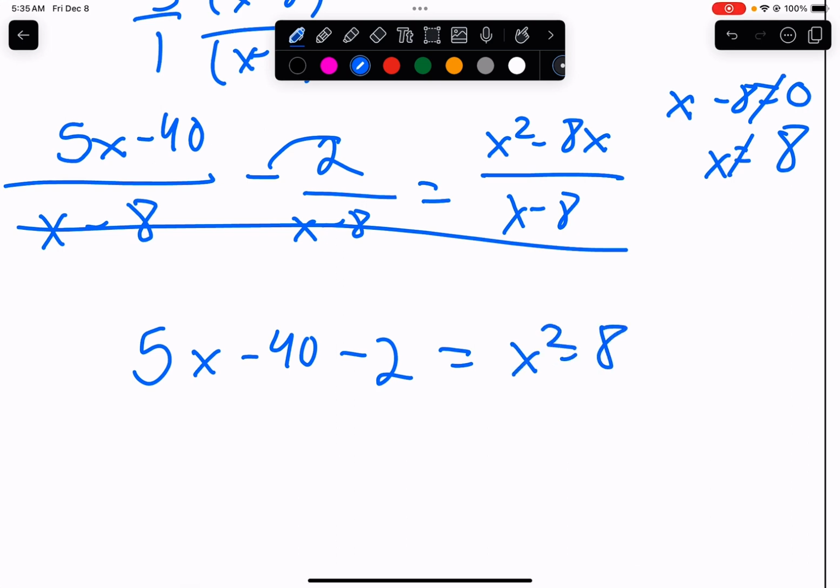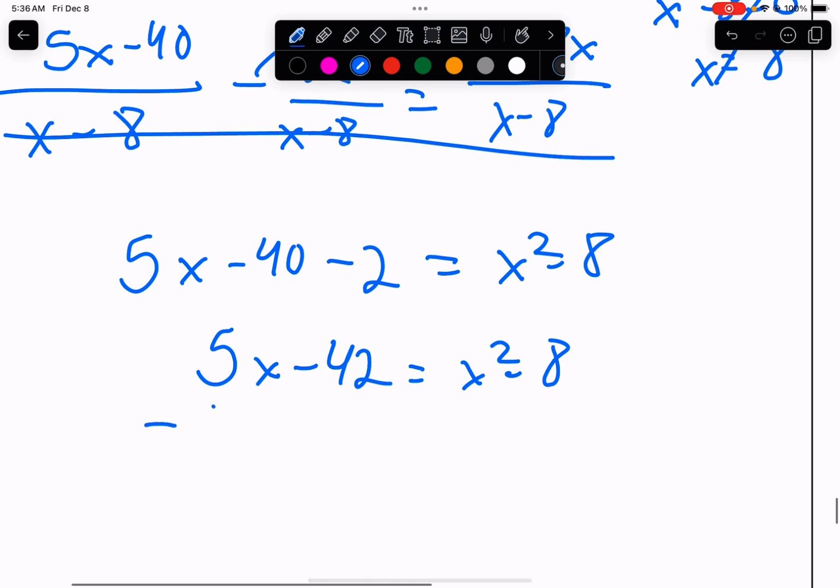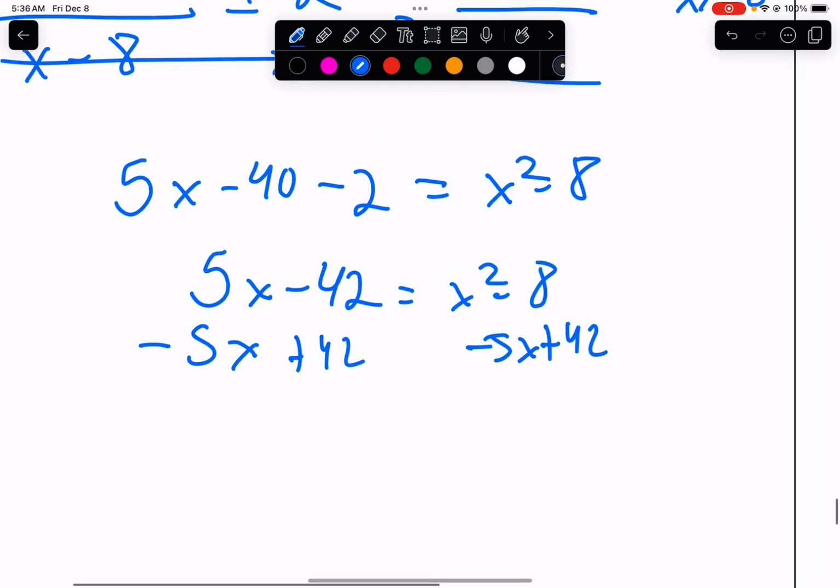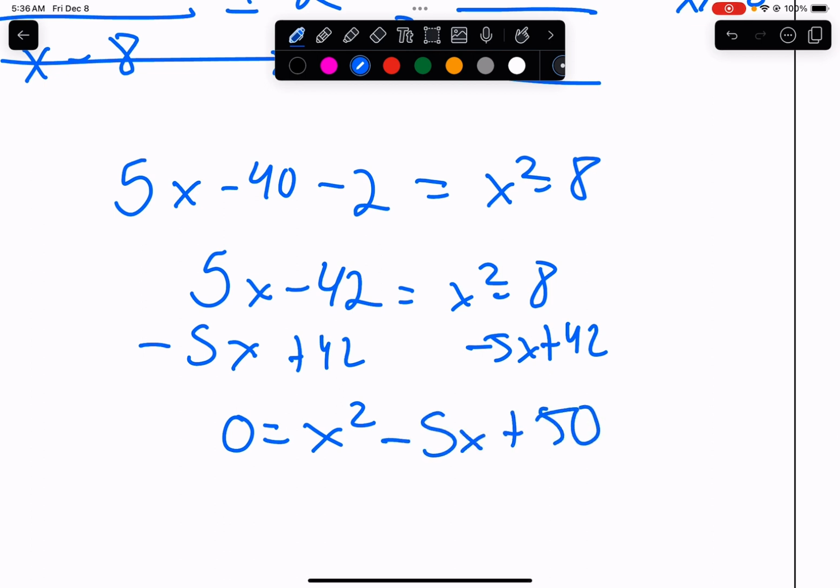Now, if you notice, this guy here is a quadratic. So you have to get everything on the same side, and we're going to attempt to solve it by factoring. All right. So we're going to subtract 5x from both sides, add 42. So we end up with 0 equals x squared minus 5x plus 50.